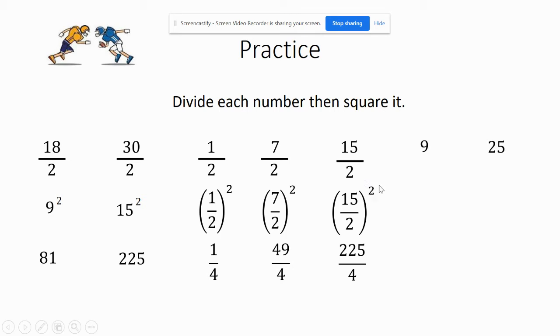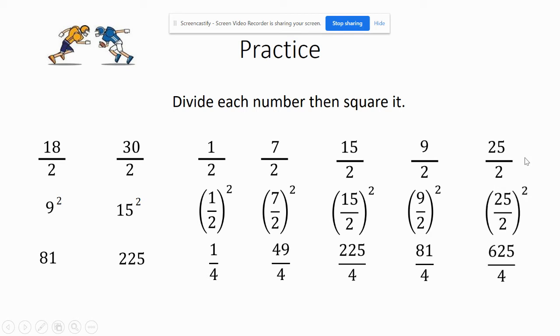Do y'all see a pattern happening here? When it becomes a fraction with a 2 in the denominator, my bottom number becomes a 4 because 2 squared is 4 every time. So all I'm really doing, when it won't go evenly, is squaring the top number and putting it over 4. Yeah, think about it. 9 squared is 81/4. 25 squared, 625/4. But technically I divided by 2 and then squared it.